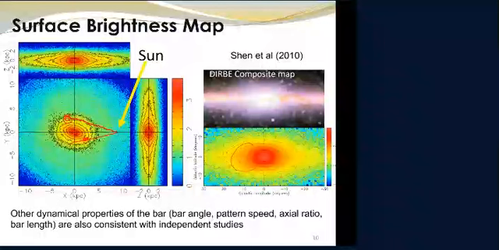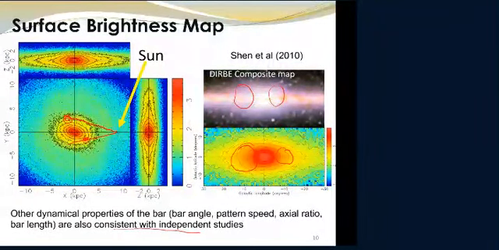So on the positive longitude, the left side is bigger than the right side. Okay, and it's qualitatively similar to what the COBE satellite tells us. And the other dynamical properties of the bar, like bar angle, pattern speed, axial ratio, bar length, etc., are roughly consistent with other independent studies.